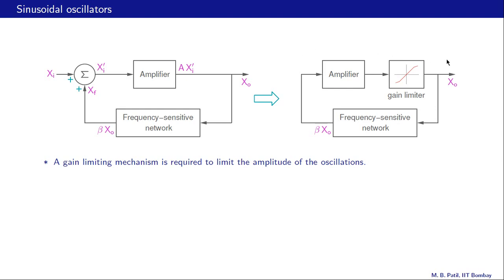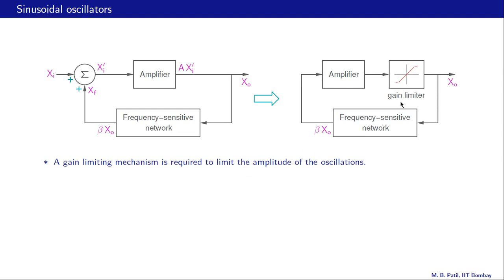Here is a block diagram which illustrates how we can limit the amplitude of the oscillations. And notice that we are not showing Xi in this block diagram. We assume that the Barkhausen criterion has been met, the circuit is oscillating freely, and therefore an input voltage is not required. So that is 0, and Xf, which is equal to beta Xo, is connected directly to the amplifier, like that. A gain limiting mechanism is required to limit the amplitude of the oscillations.